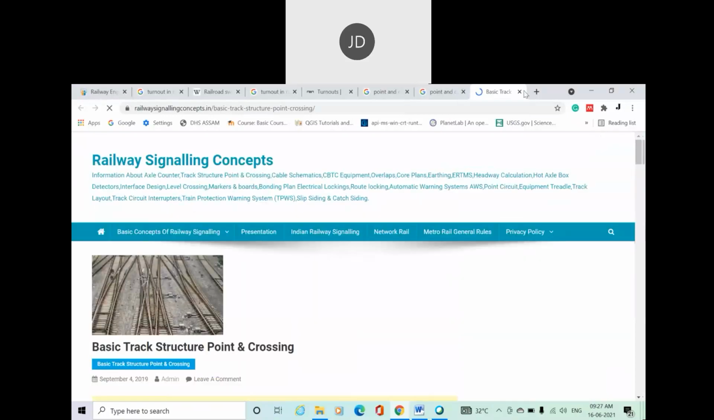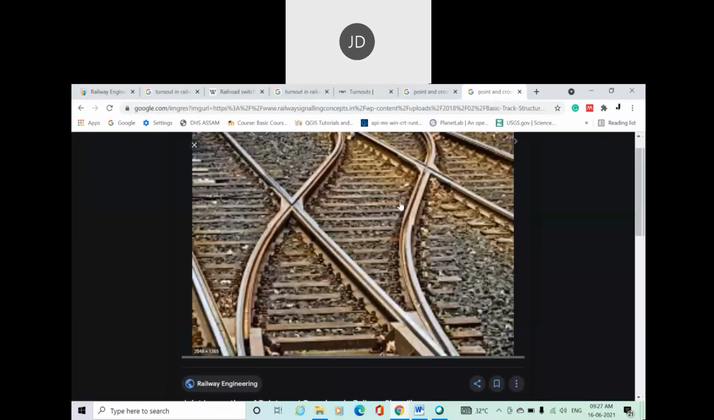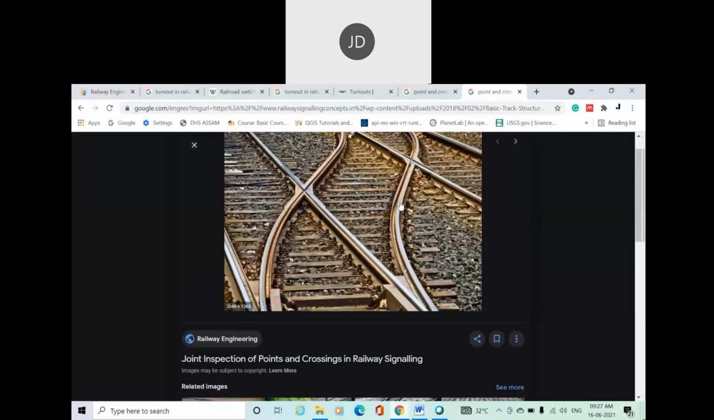Let's see, I'll show you a bigger image. I think this one will be good. So from this diagram, what we can see is that this section is basically known as point and crossing, and popularly known as turnout. This is also known as a junction. From the image itself, you will understand that it is a particular section in a railway track which allows a train to change its direction.